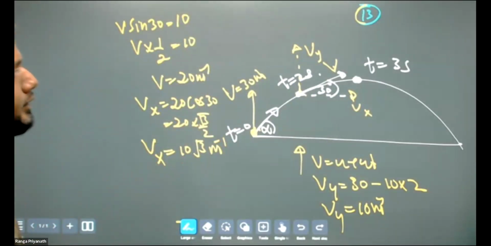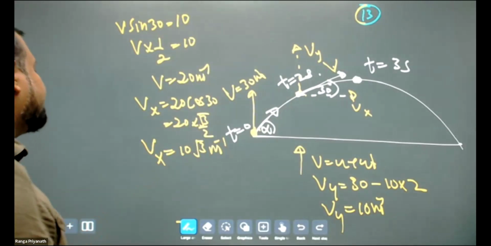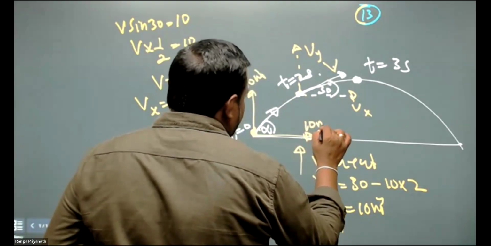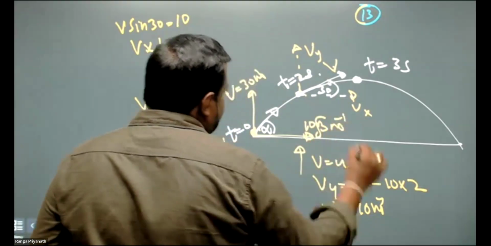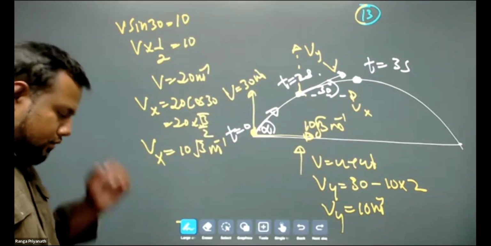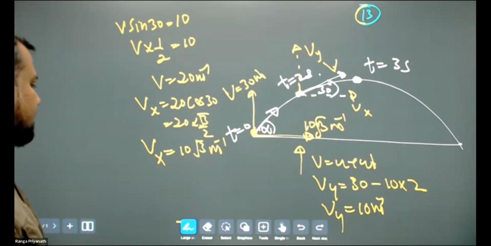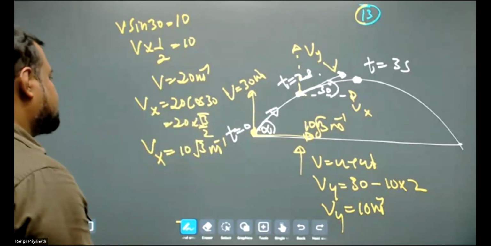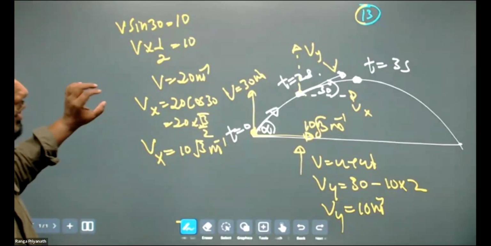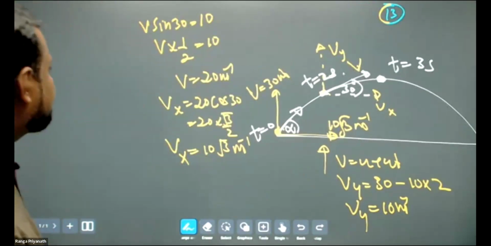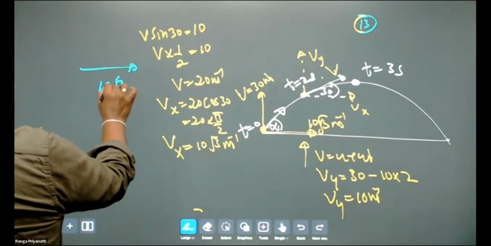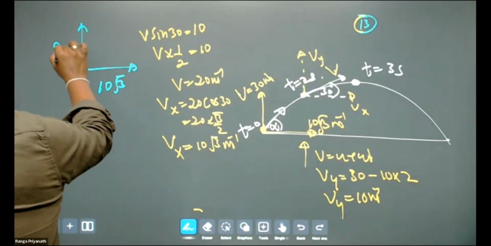We found that the horizontal component is 10 root 3, that won't change. It is the same as 10 root 3 m/s. Okay. Now we can do the question. Now you know that we have two values. One is 10 root 3. The other one is 30.